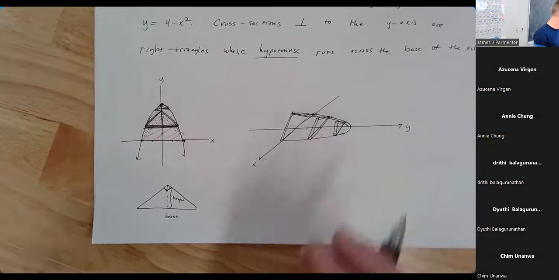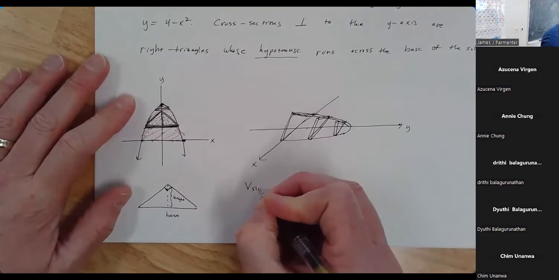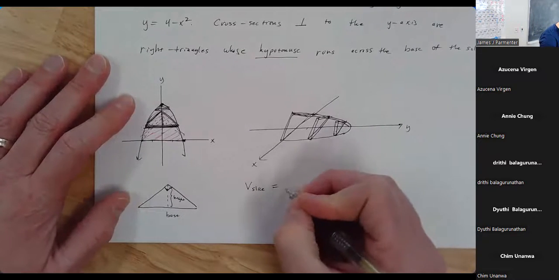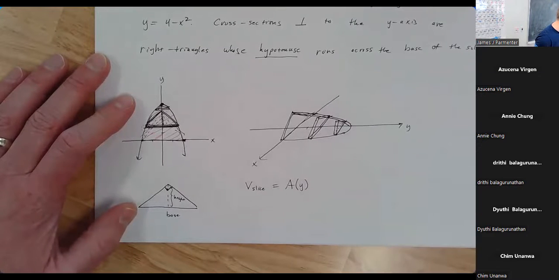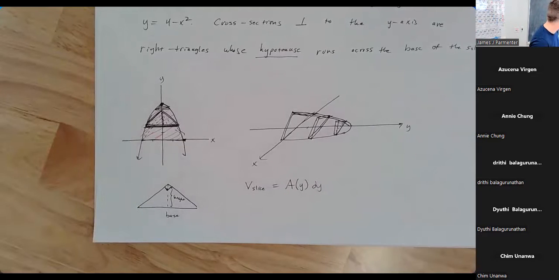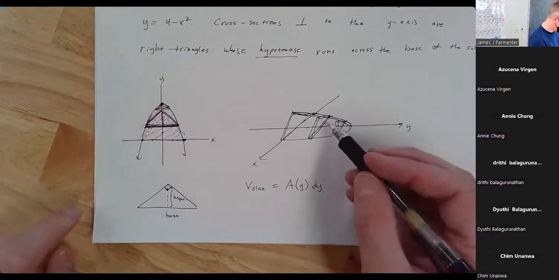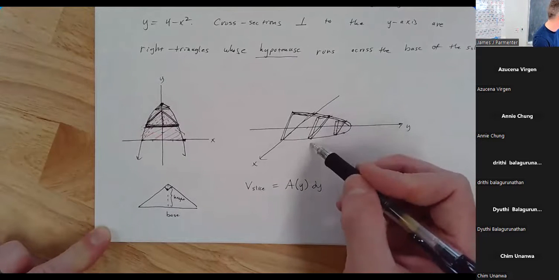So we need to find the area of these triangles so that we can multiply them by a little bit of thickness. So the volume of one of these slices is going to be the area of your triangle as a function of y times the thickness. So to find the area of this triangle, we really need to find out what the base is.